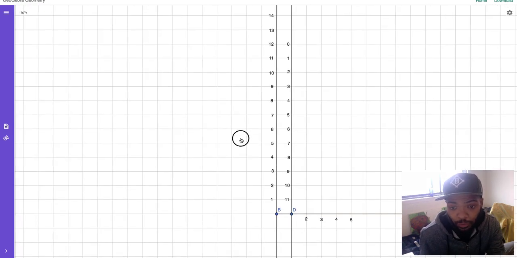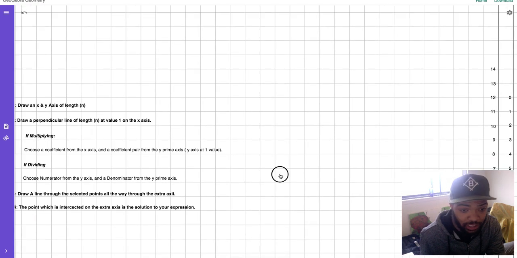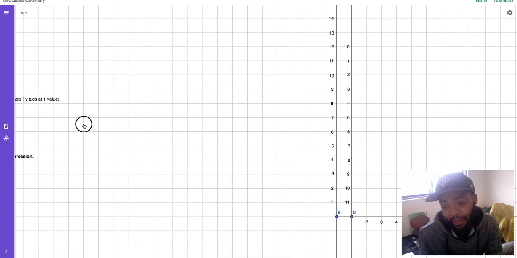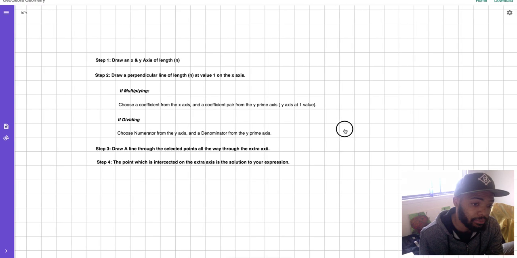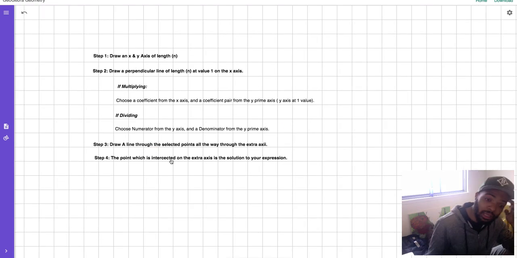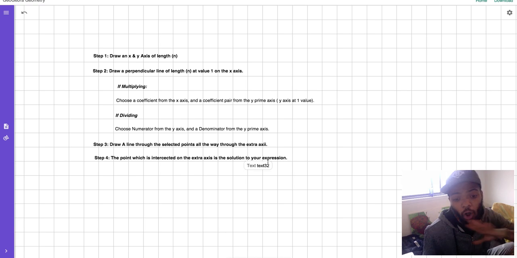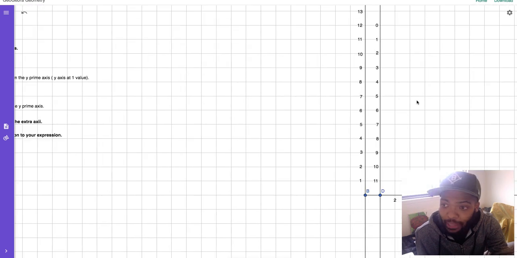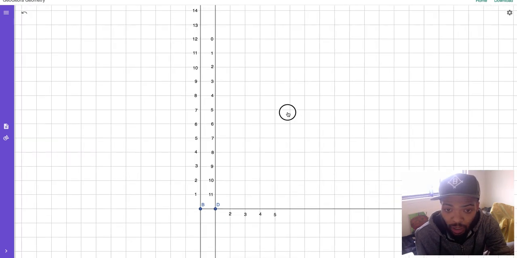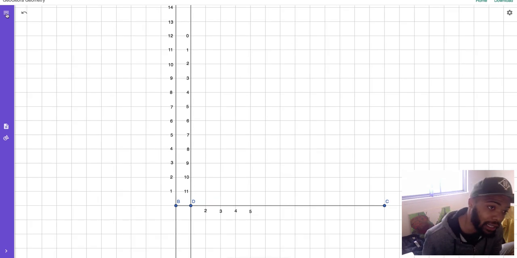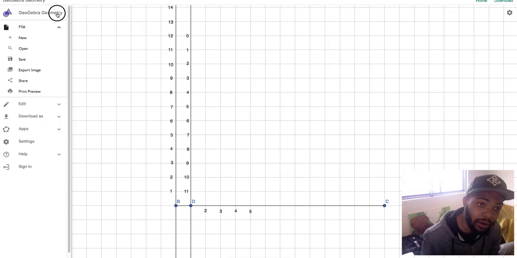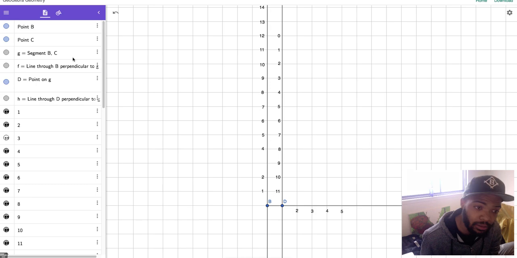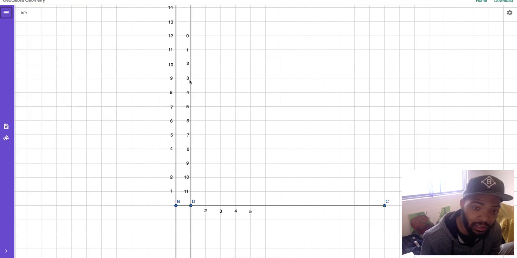So we can choose 4, and then it says to also choose a coefficient on our y prime. So let's multiply 4 by 3, because we want to make 12, right? So it says to draw a line through the selected points all the way through to the extra axis. What that means is that we just want to draw not a line segment, but a line through our two coefficients. So, sorry, this is my first time working with this here.